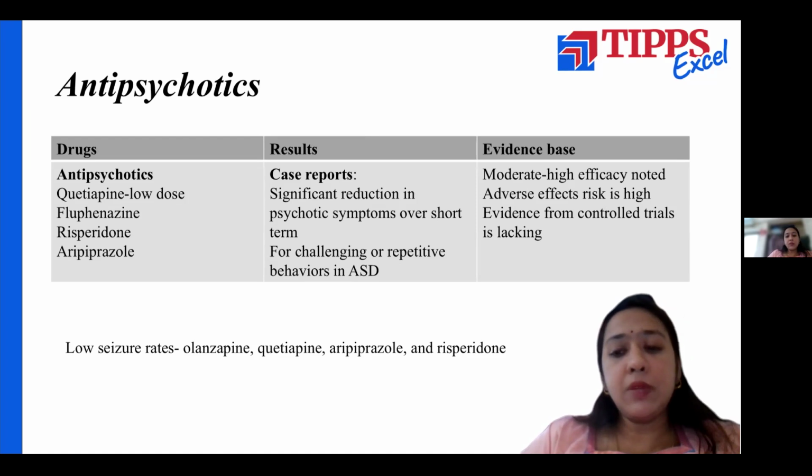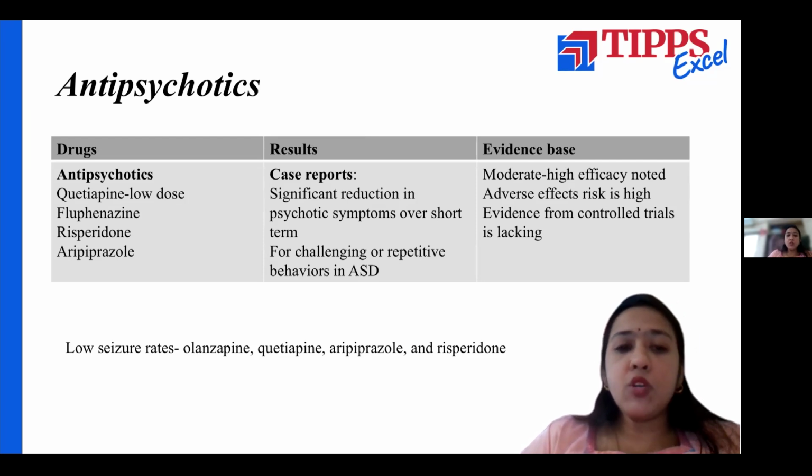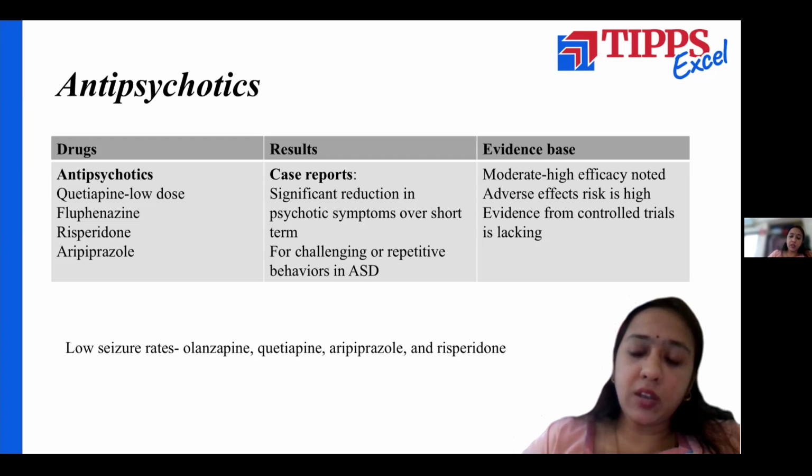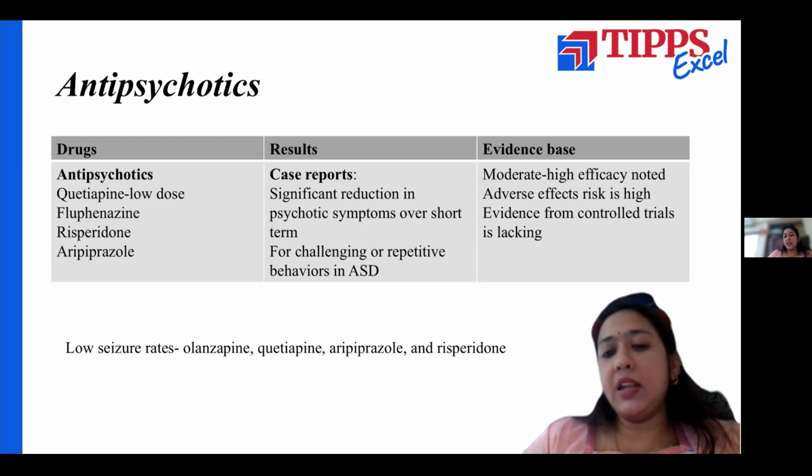Now coming to psychosis and behavioral disturbances, yes, we can go with our regular antipsychotics. For children older than 6 years, the FDA-approved medications for ASD are risperidone and aripiprazole, which can be tried. For children older than 11 or 12 years, we can go for quetiapine, and in adults, fluphenazine has shown some evidence. In case reports only, there has been a significant reduction and it is very effective for challenging and repetitive behaviors in ASD. Again, we do not know whether it is actually helping tuberous sclerosis-associated challenging behaviors or only addressing ASD-related challenging behavior.